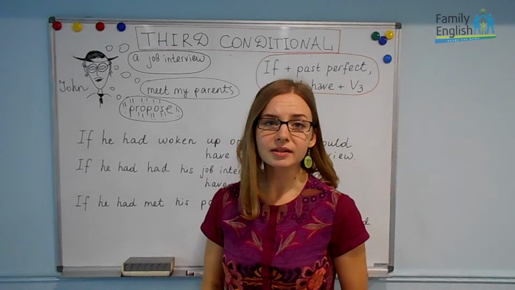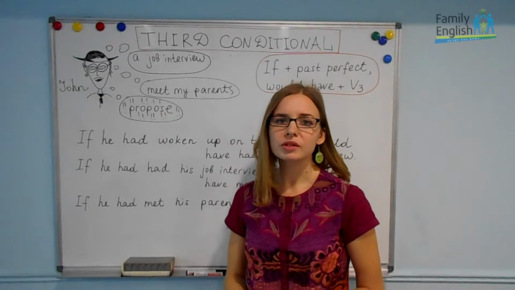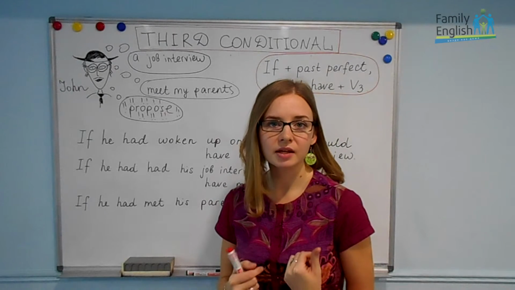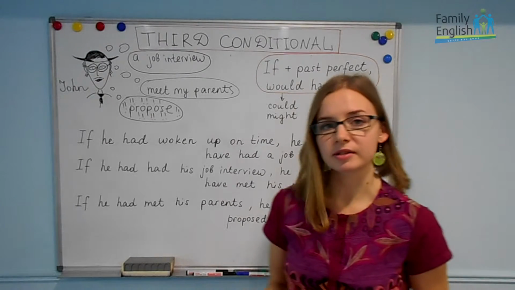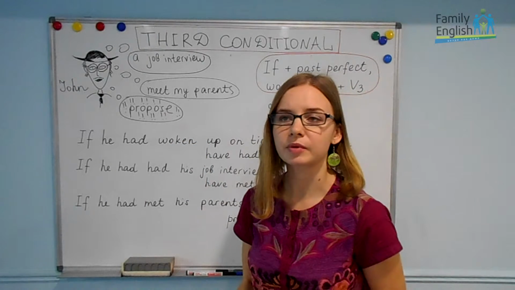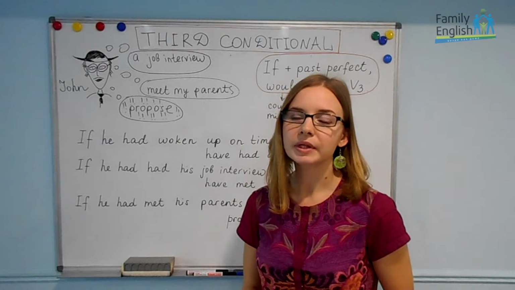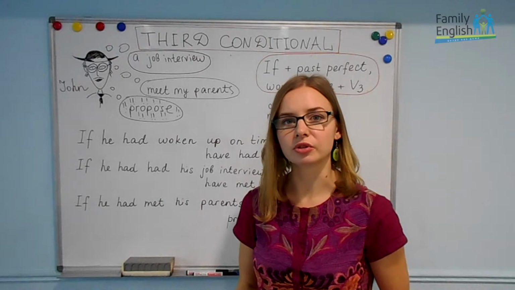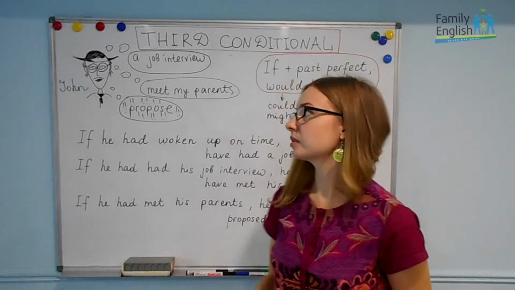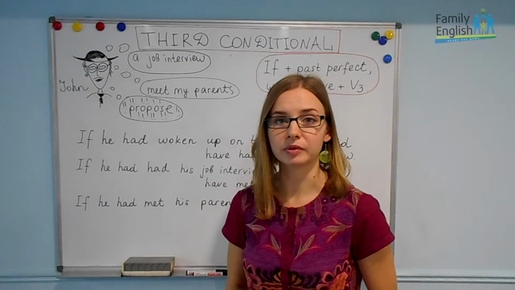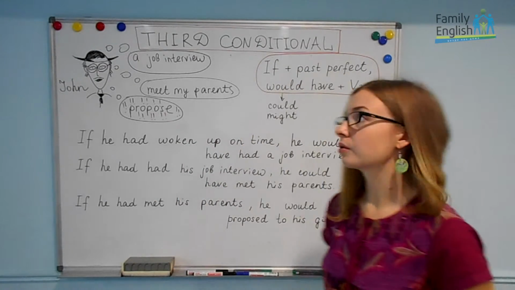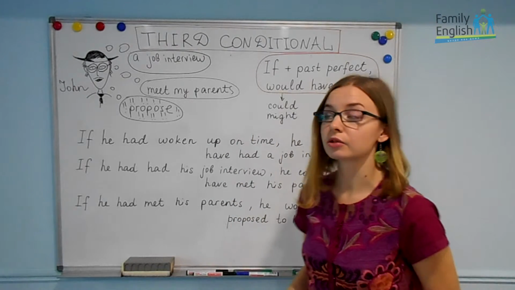So why do we need the third conditional? We use it when we think about how things could have been different in the past. So we imagine the real situation, like John had a job interview or he wanted to meet his parents. It's a real situation. But we make a hypothetical conclusion. We imagine the conclusion, how it could be different. Something that could be real but probably didn't happen. Like he didn't have an interview or he didn't meet his parents. So that's where we will need the third conditional formula.